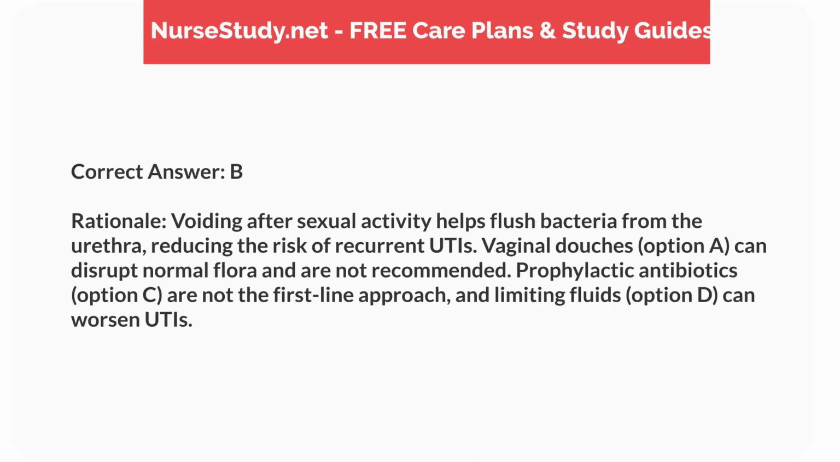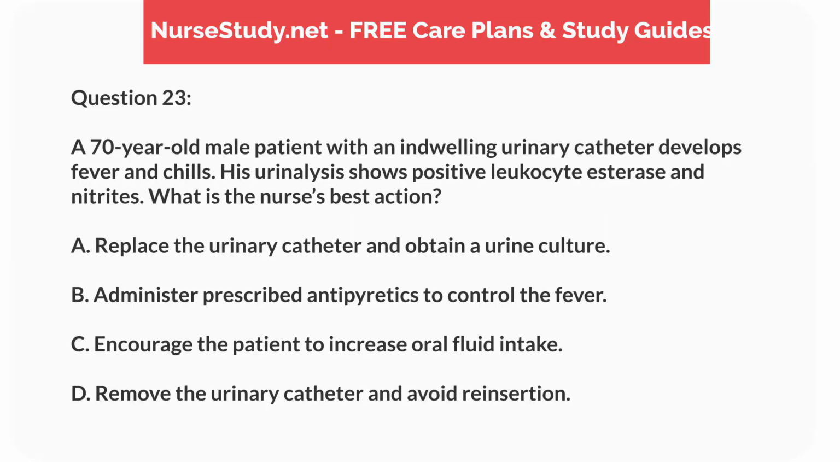Correct answer, B. Rationale: voiding after sexual activity helps flush bacteria from the urethra, reducing the risk of recurrent UTIs. Vaginal douches, option A, can disrupt normal flora and are not recommended. Prophylactic antibiotics, option C, are not the first-line approach, and limiting fluids, option D, can worsen UTIs. Question 23. A 70-year-old male patient with an indwelling urinary catheter develops fever and chills.